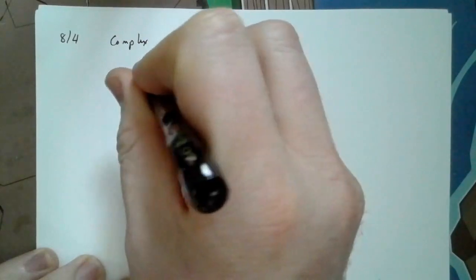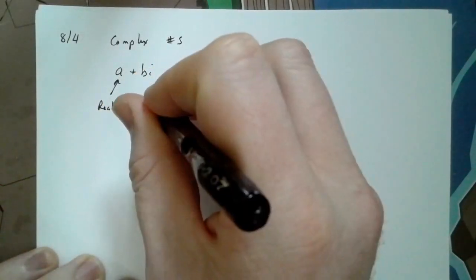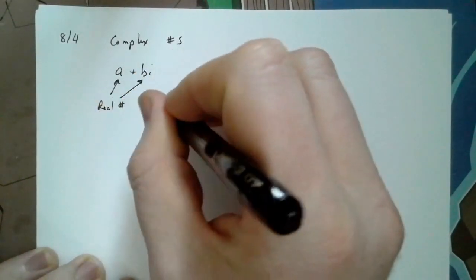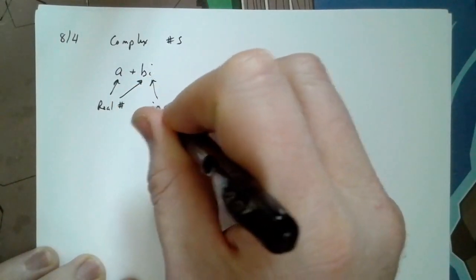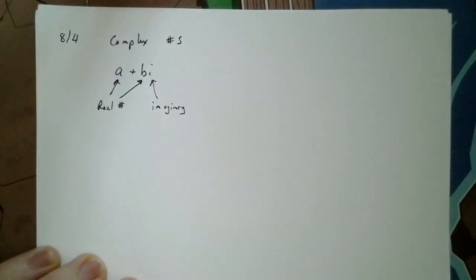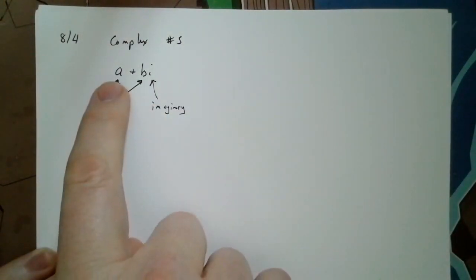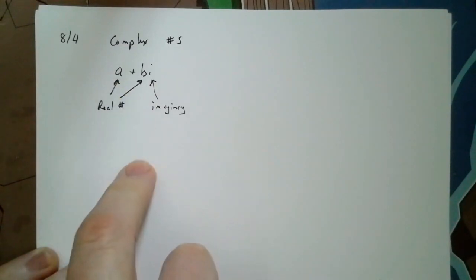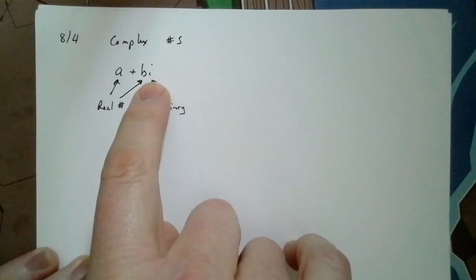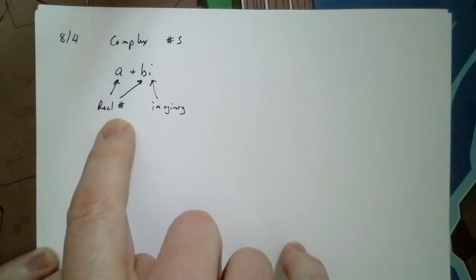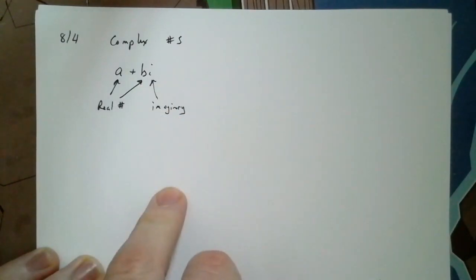Well, whenever you have a number of the form a plus bi, where a is a real number, and b is a real number, and i is an imaginary number, you have a complex number. So you'll notice there's a real component, which is the a, and then there's an imaginary component, which is the bi. b will be a real number, but when you multiply it by i, it becomes imaginary. So complex numbers have both a real component and an imaginary component.